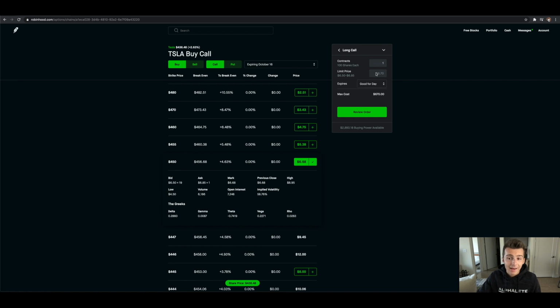One thing to note is that once I put these contracts in, I can set my limit price, and I have this good for a day. I'll explain this really quick. Again, like we saw, we had the bid here at 650, ask at 685. That's what we see, this little range.